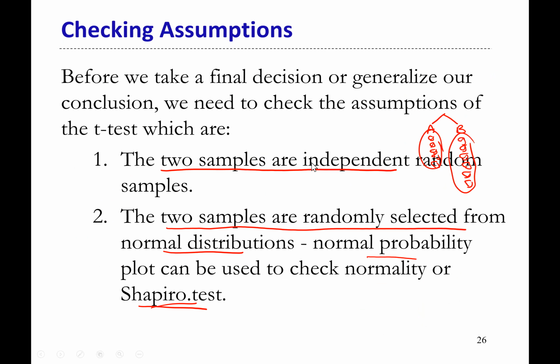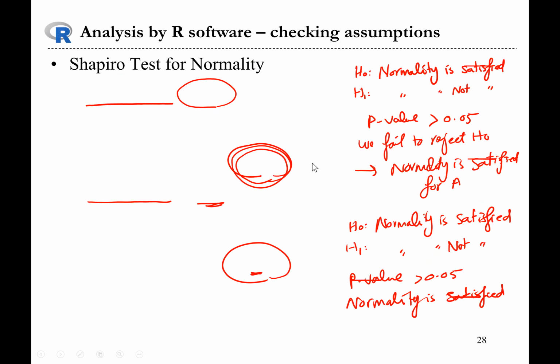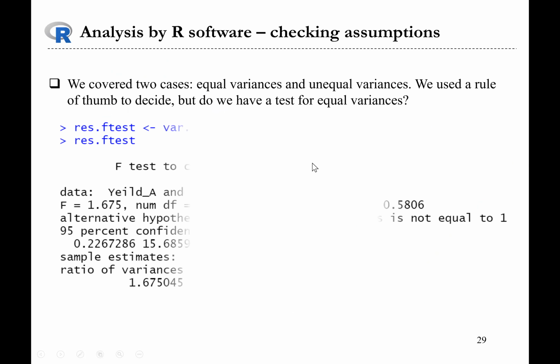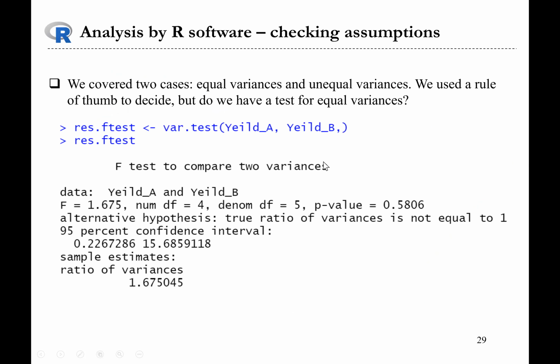You should do a test for equal variances. There is a test for equal variances, called var.test. So this is the function you should use to test equal variances against unequal variances. So var.test takes the first group of data, comma, second group of data. So var.test yield A, yield B, and save under any name. You should use the name and then print it.